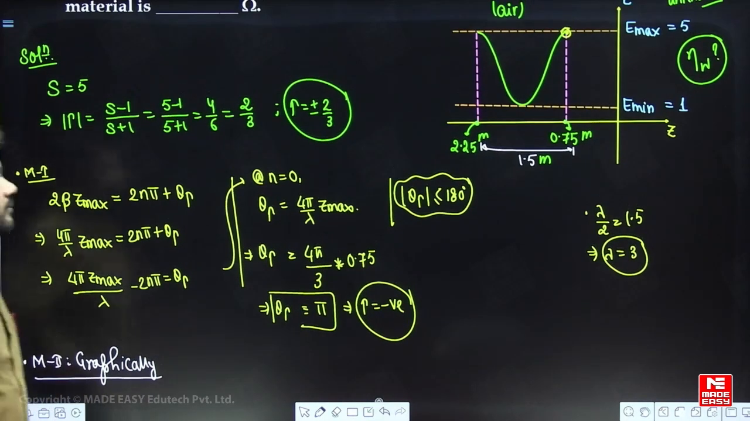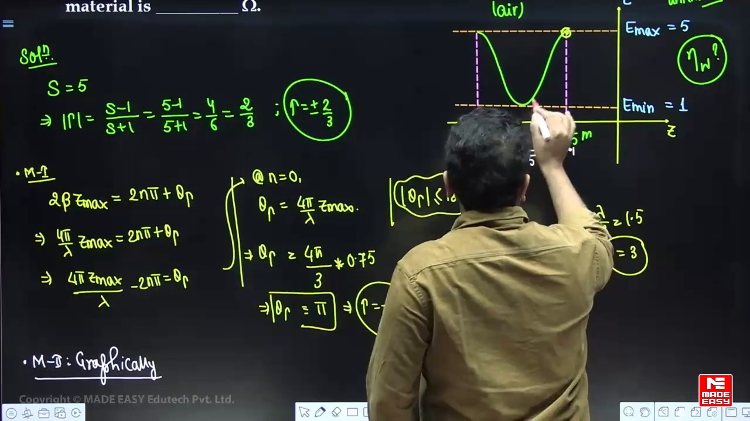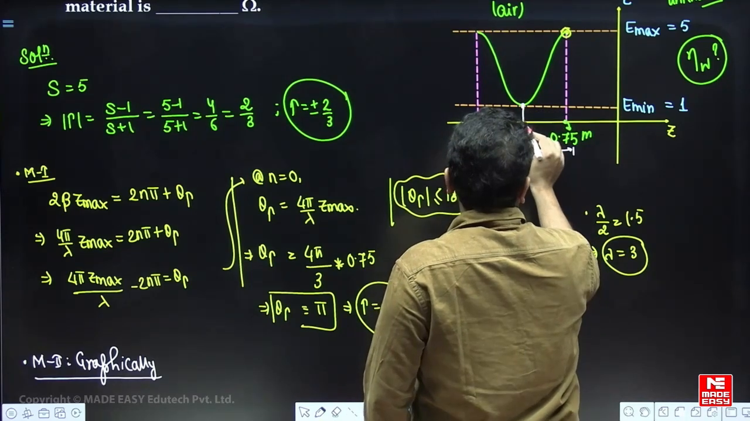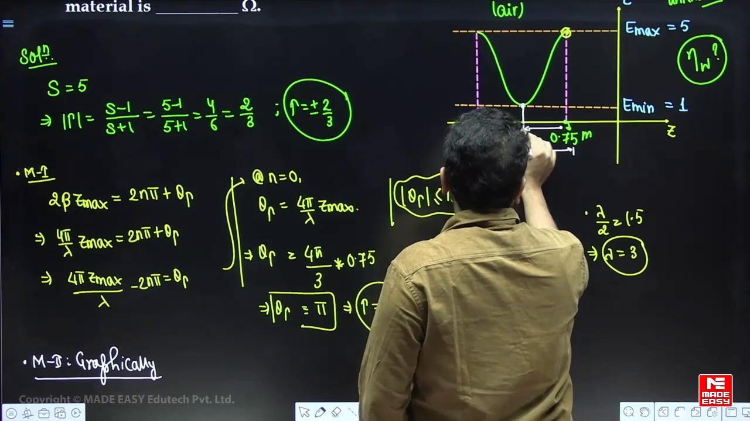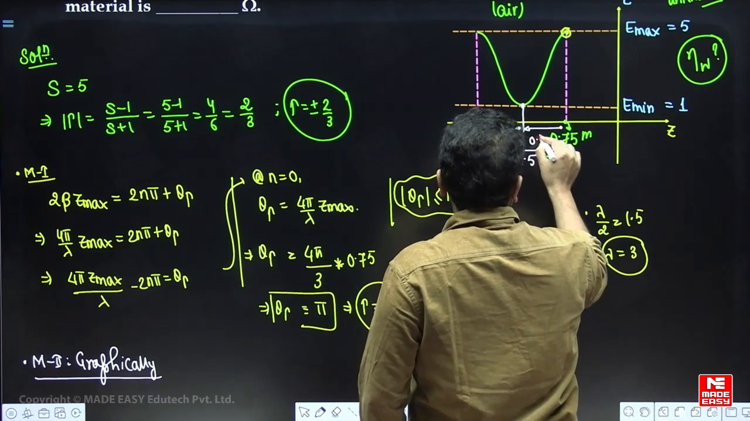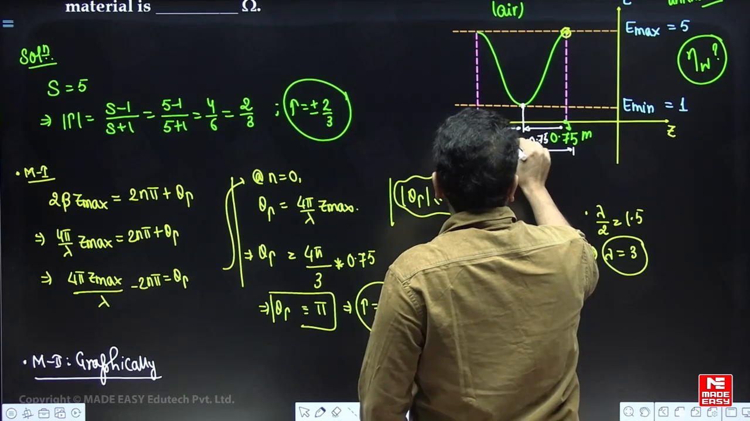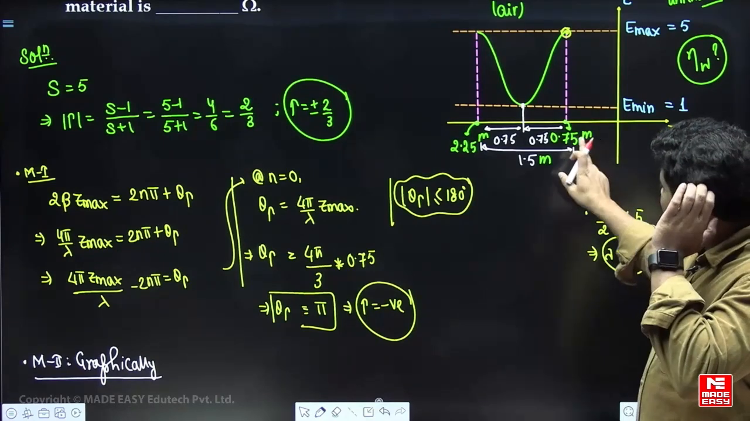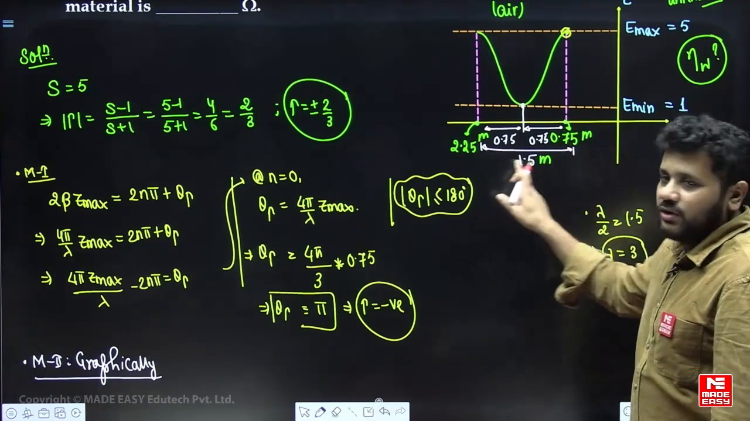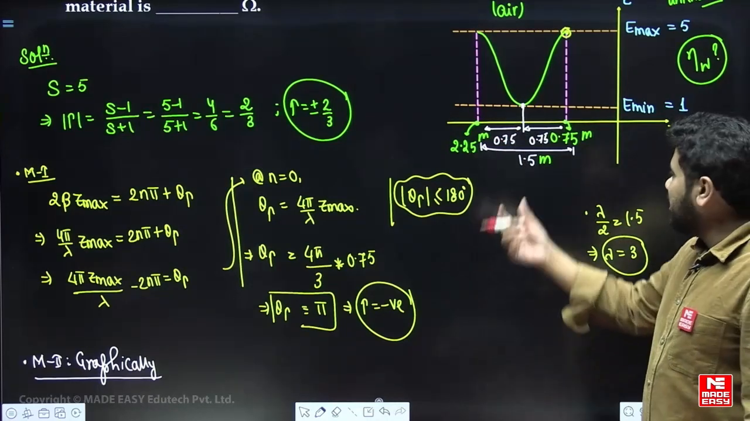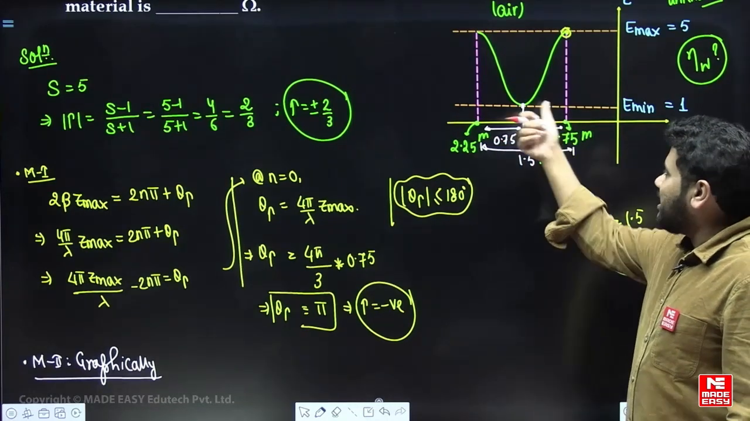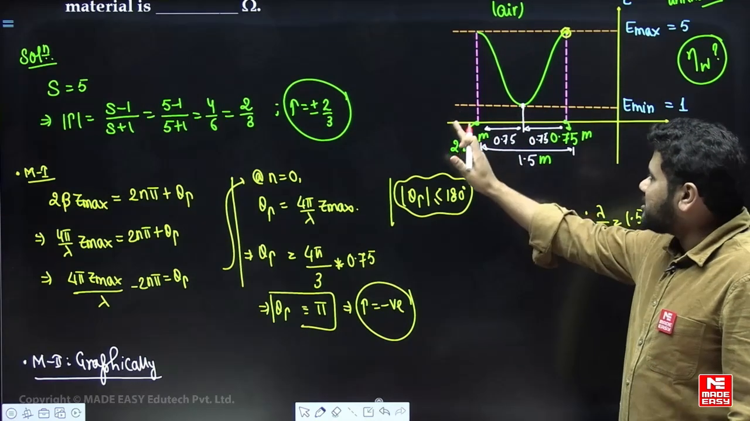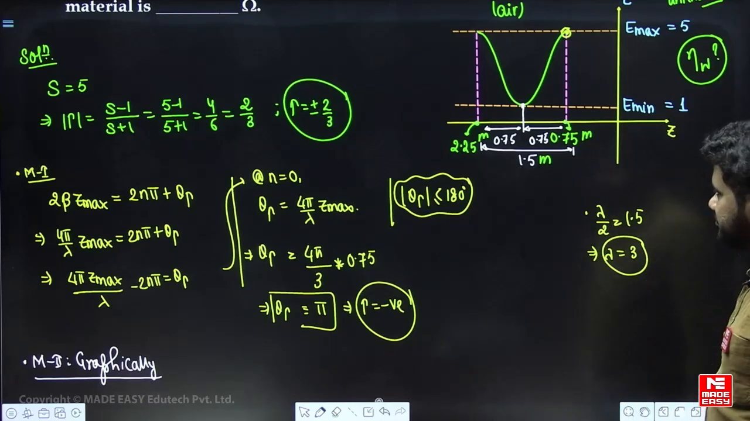How? See here, 0.75, so this is 1.5. That means if I see the minima here, this minima and this minima, how much will be this distance? You will say that this is 0.75 and this is also 0.75, because minima will occur midway between two maximas. So this is 0.75 and the total distance is 1.5. So minima will be at 0.75 plus 0.75, that means at 1.5. And again the next maxima is occurring at 2.25, correct?